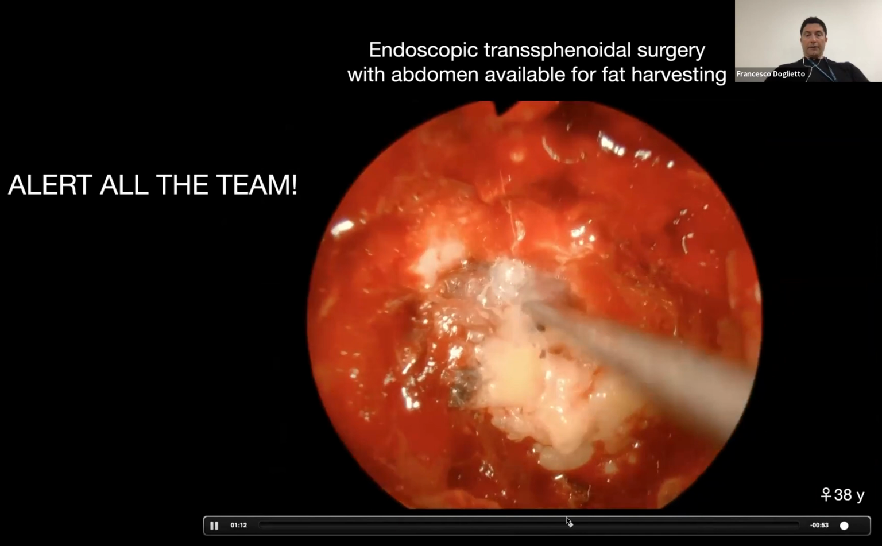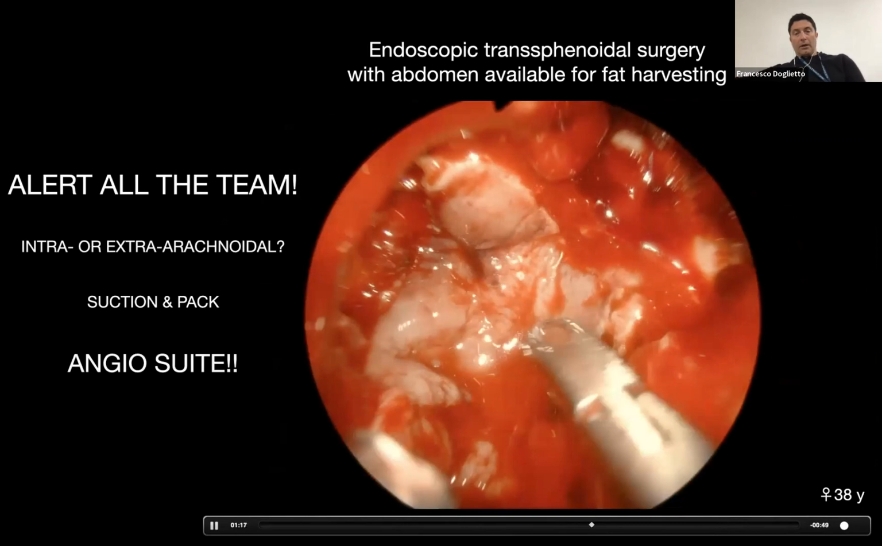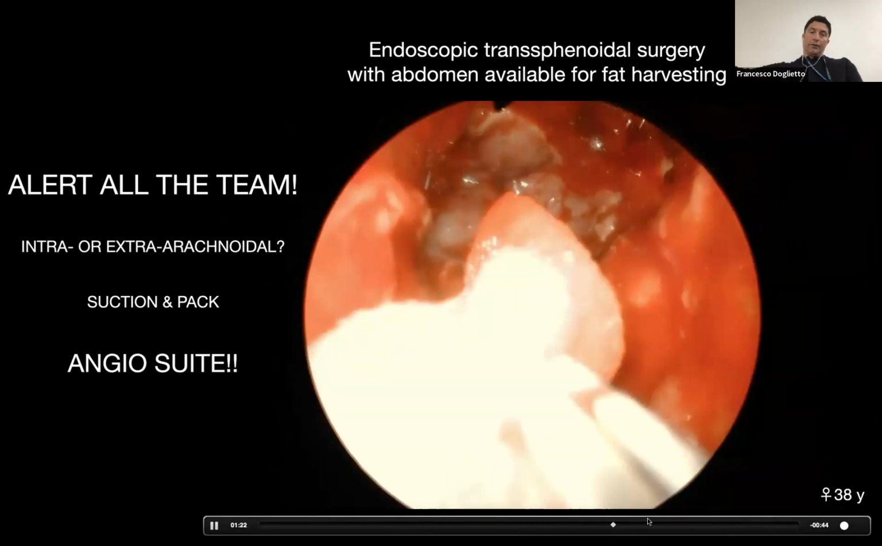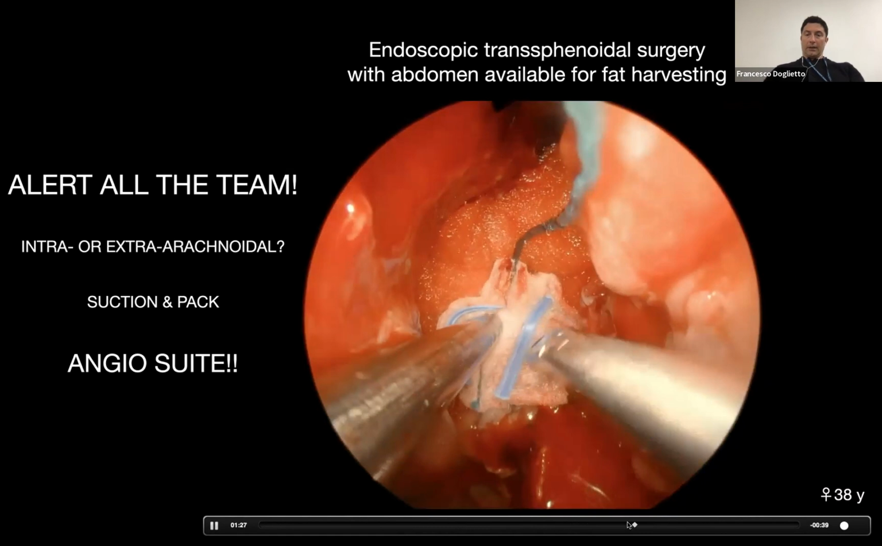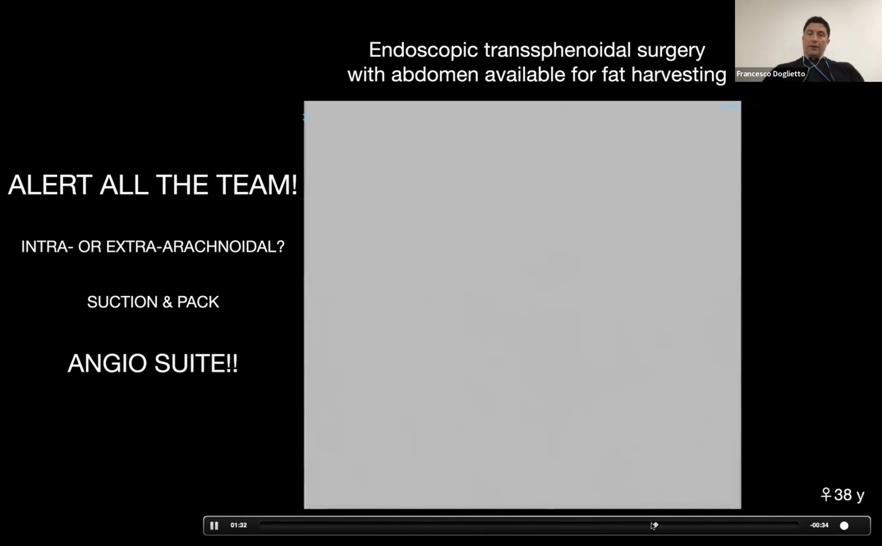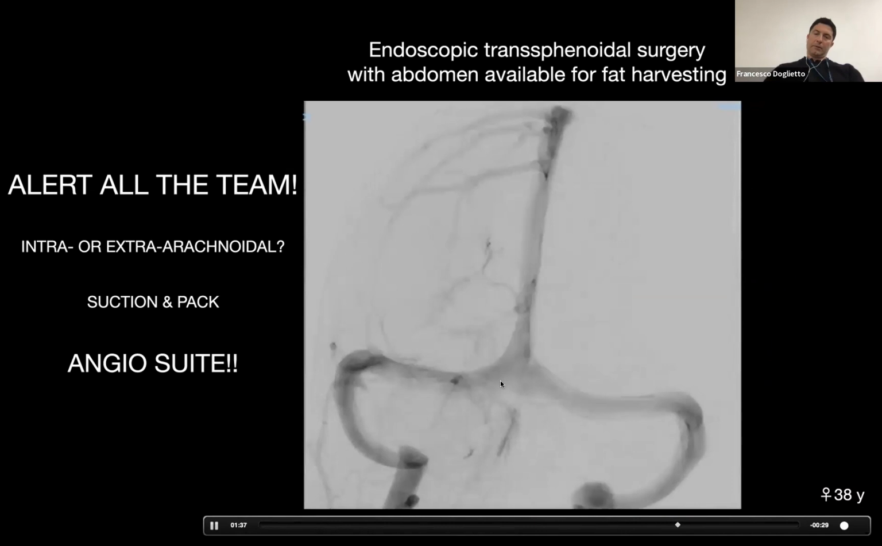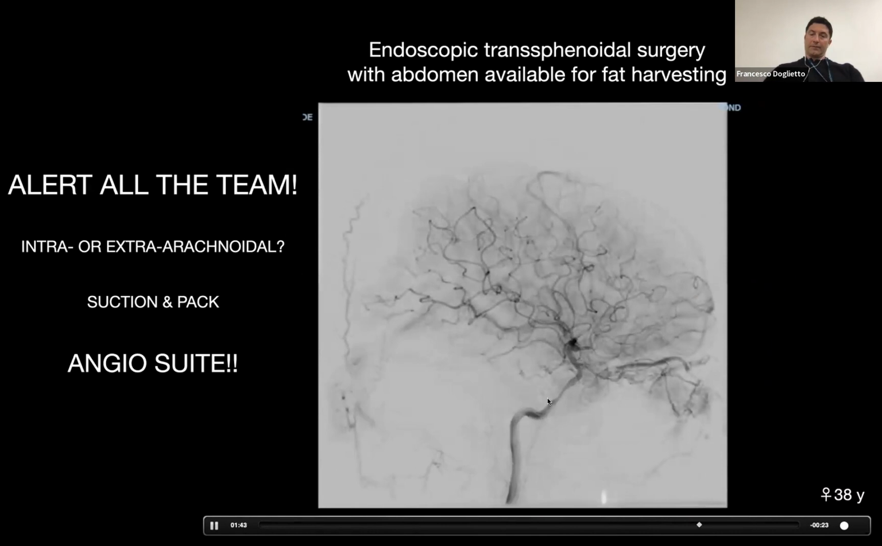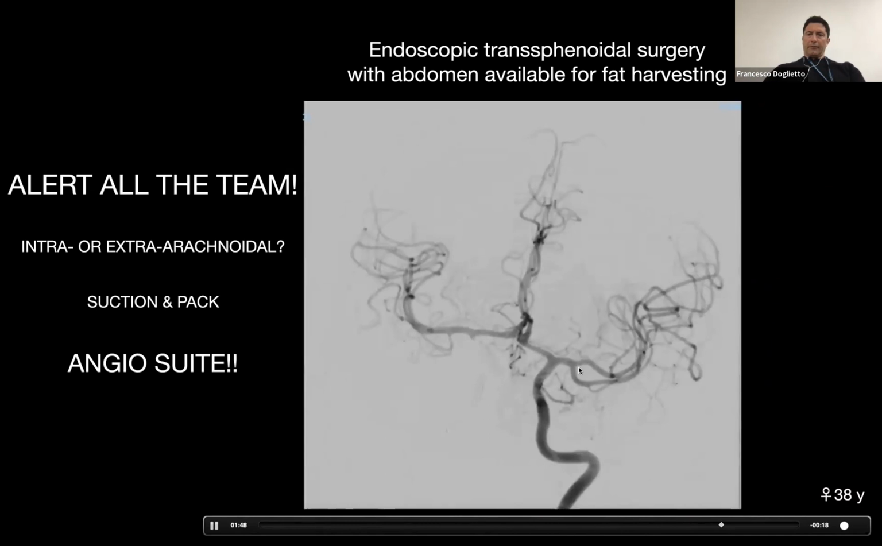Obviously, at this point, actually before this, the angio suite was called. We covered up everything with a flap and we took the patient to the angio suite. And I would say we were fortunate enough because, first of all, we couldn't see any pseudoaneurysm. But as you could see, the carotid was obviously pathological, fairly unchanged as compared to the pre-op MRI. And again, fortunately enough, she passed the test nicely.